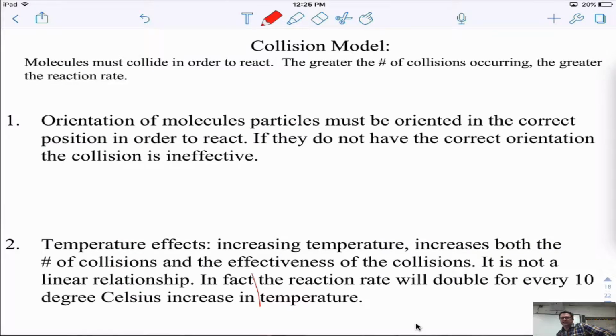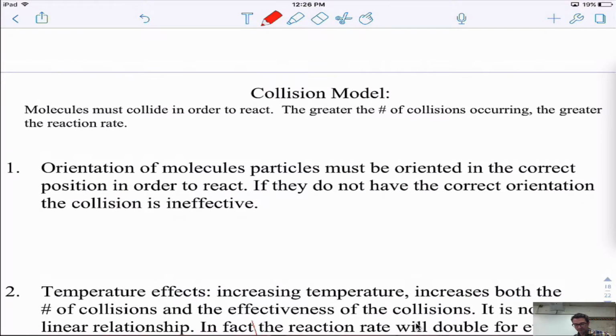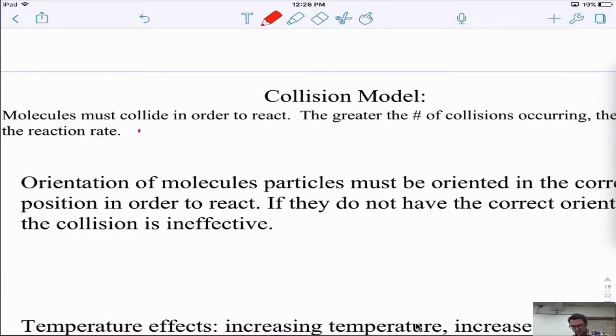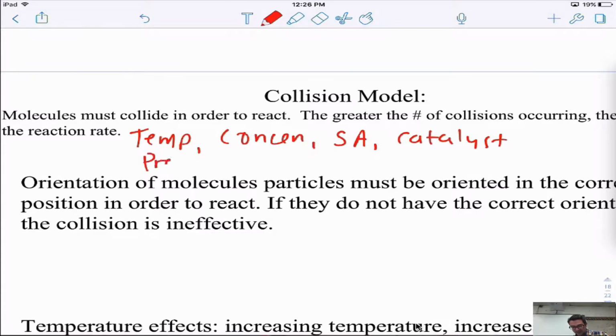Welcome everybody. So today we're going to talk about the collision model and collision theory, the idea that particles need to collide in order to react. And there are a few different factors that affect the rate of a reaction. These include how hot the reaction is, so temperature. It also includes things like concentration, surface area, if there's a catalyst, pressure if you're a gas, and also the nature of the reactants, what the reactants are made up of.